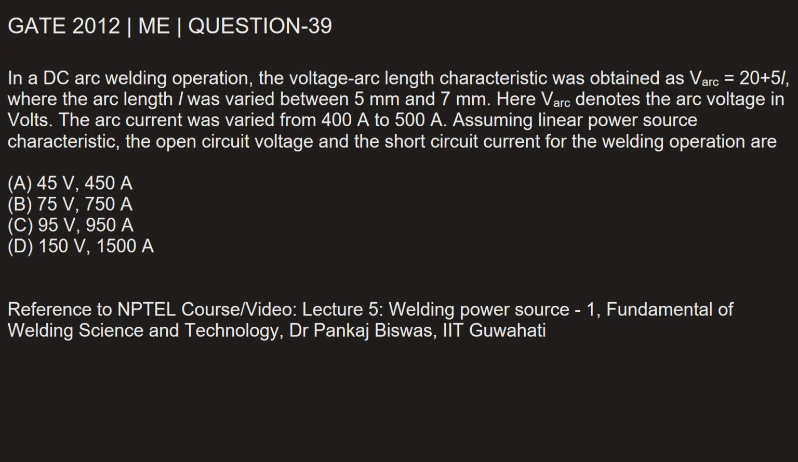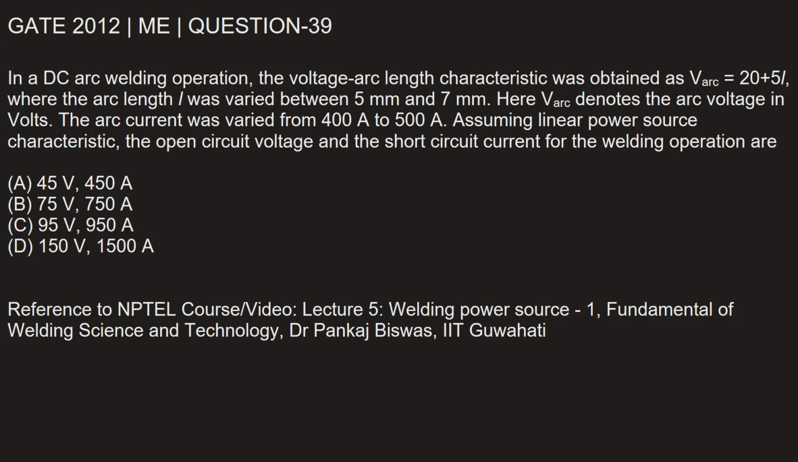This question is from GATE 2012 Mechanical Engineering paper, question number 39. In a DC arc welding operation, the voltage arc length characteristic was obtained as V arc equal to 20 plus 5L, where the arc length L was varied between 5 mm and 7 mm.